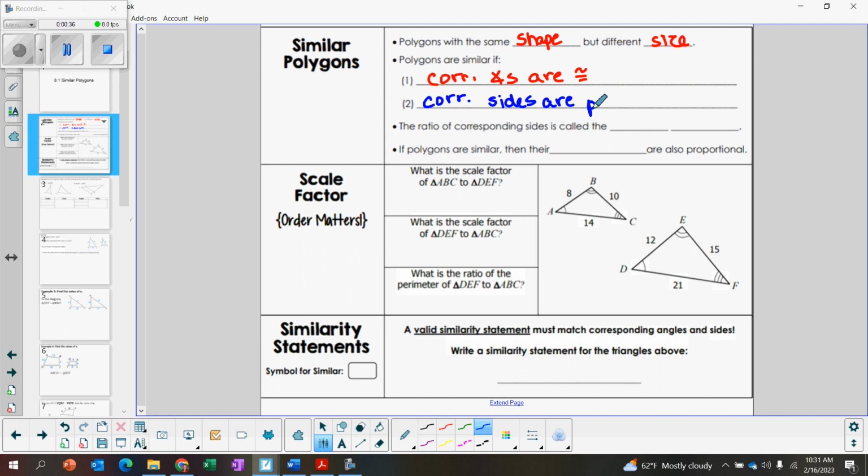And we talked about proportions being equal ratios. So the ratio of corresponding sides is called the scale factor. So just as we had scale factor of dilation, we're going to have scale factor of similar polygons. And if polygons are similar, then their perimeters are actually also proportional.